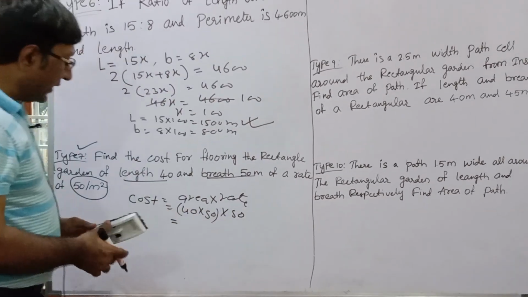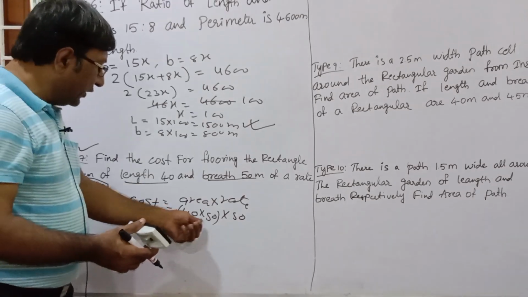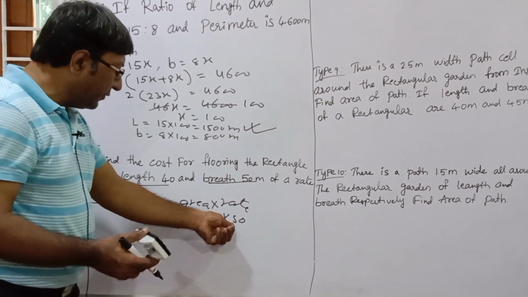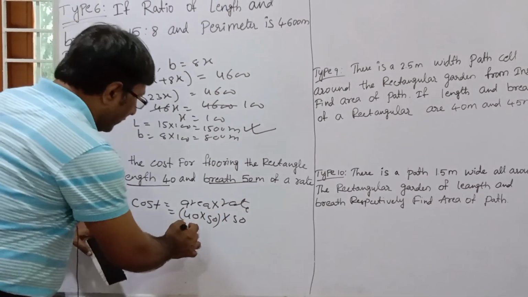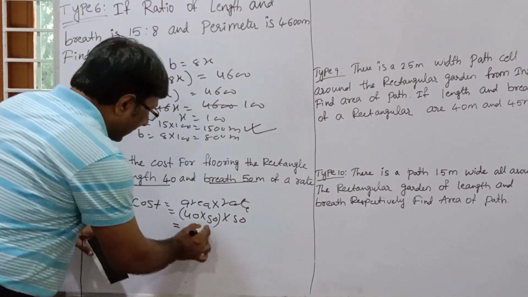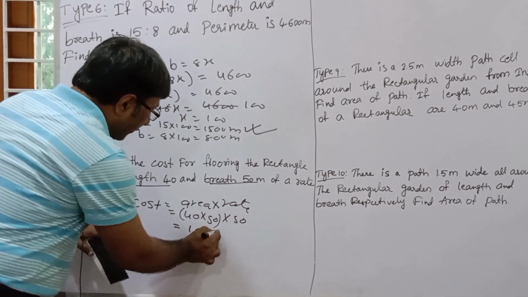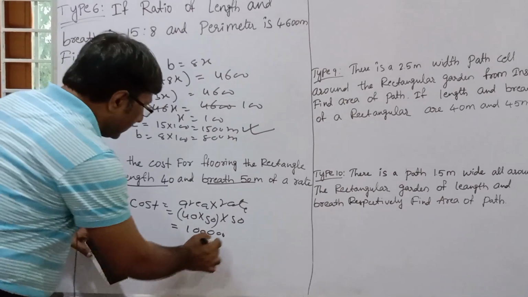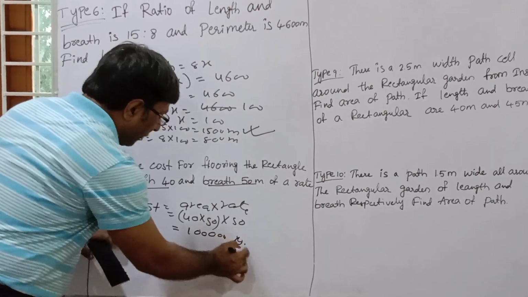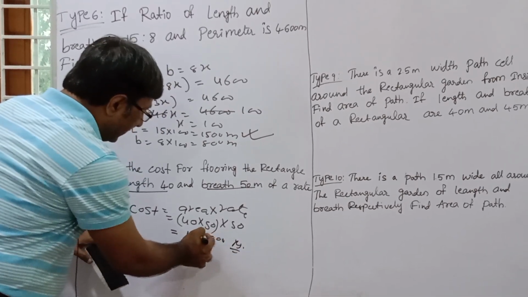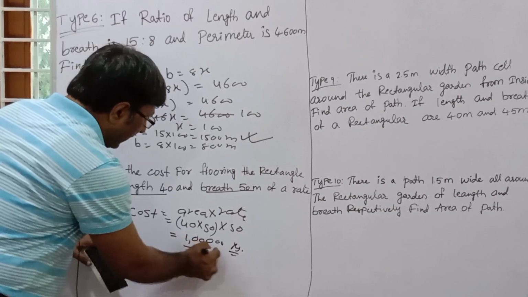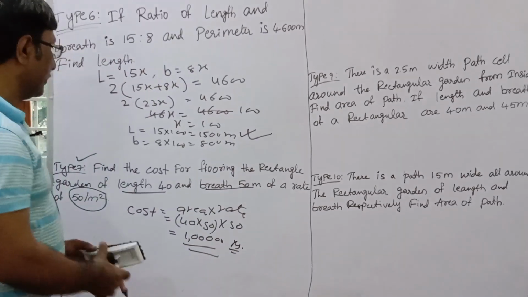So what is the trick? First you multiply 4 into 5, 20, 20 into 5, 100. So 4 into 5, 20, 20 into 5 is 100. And now you have the zeros, so put them. So this is your answer, in rupees: ones, tens, hundreds, thousands, ten thousands, 1 lakh rupees is your cost.